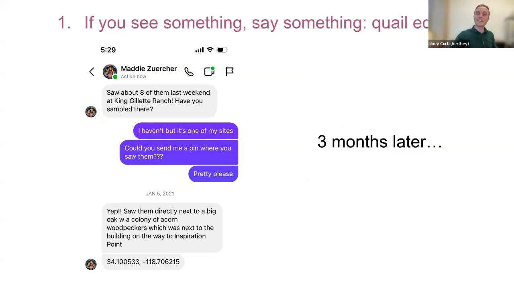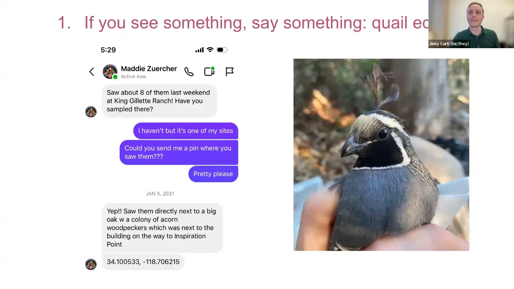For this specific example, just 3 months later, I went to this location, lo and behold, where they found the quail, they were still there, and I was able to trap these birds and collect genetic material. And in fact, this text message helped me collect the birds that were on the east side of Malibu Canyon Road.